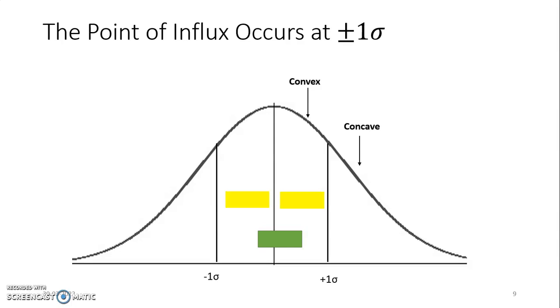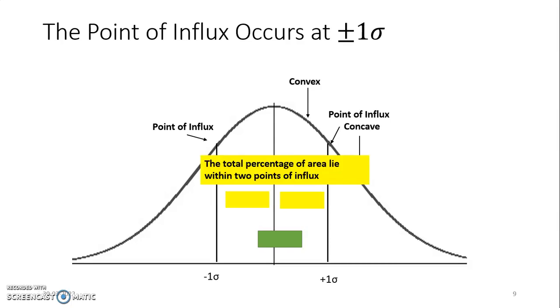So this is known as the point of inflexion. It occurs exactly at plus or minus 1 sigma, right? This is known as the point of inflexion. Here also, convex turns to concave. That is the point of inflexion. So the point of inflexion occurs at plus or minus 1 sigma. The curve shape changes from convex to concave.